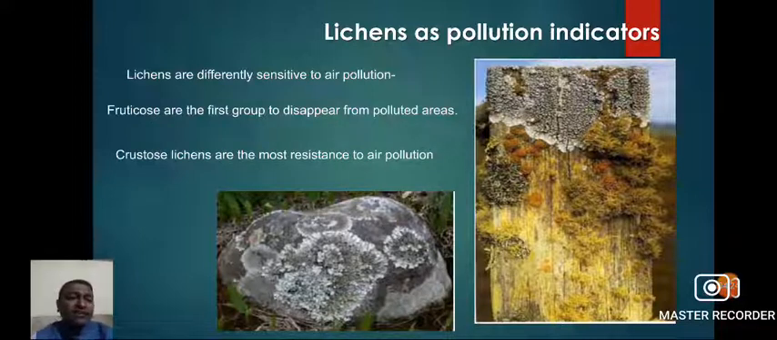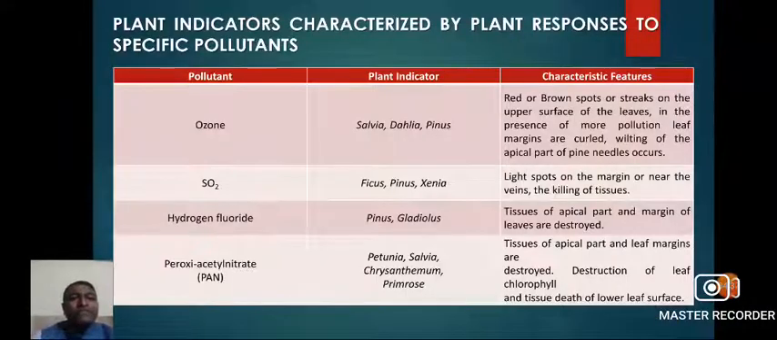They act differently. Fruticose are the first group to disappear from the polluted area. Fruticose you can see on the right hand side. Crustose lichens are most resistant to the air pollution.